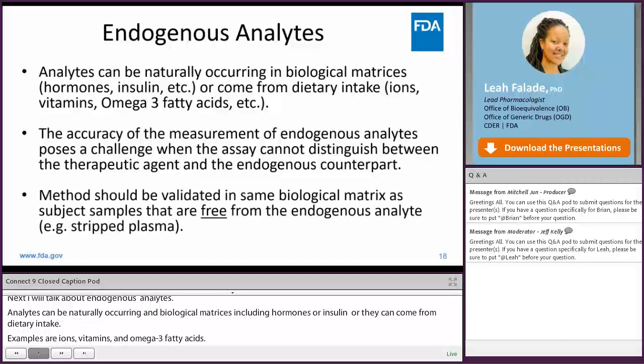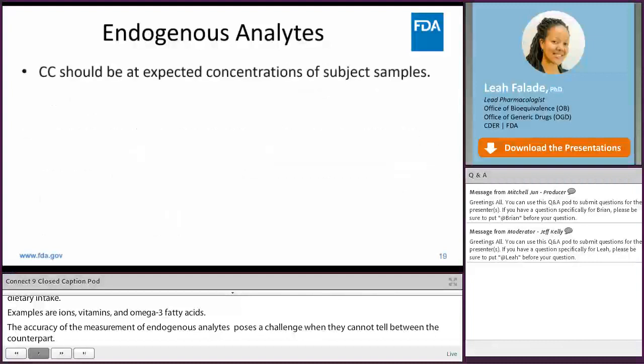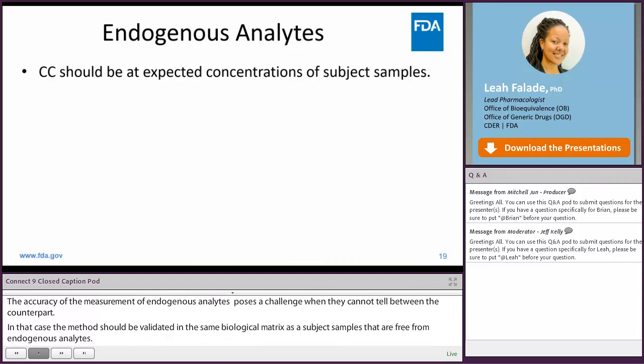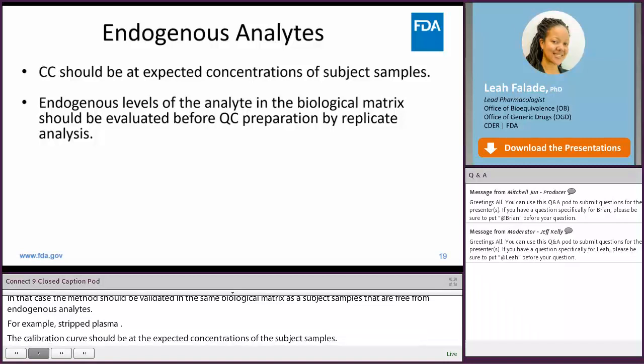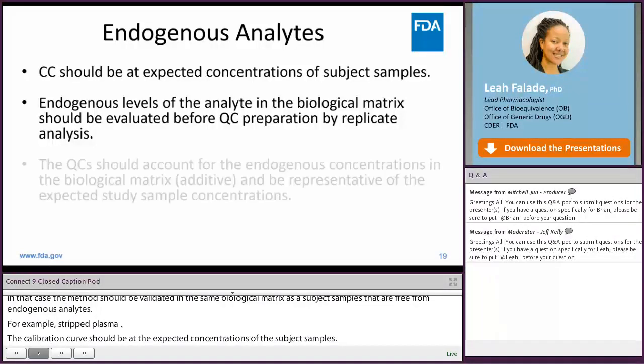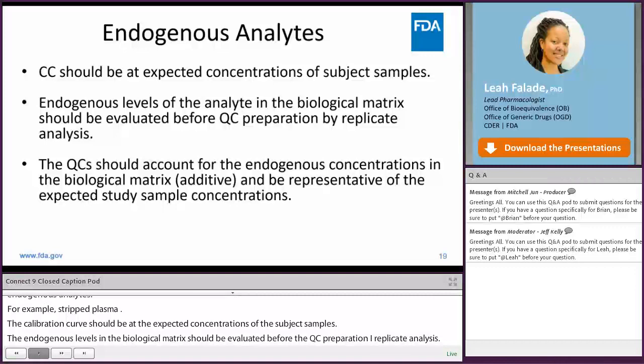In that case, the method should be validated in the same biological matrix as the subject samples that are free from endogenous analytes, for example, strip plasma. The calibration curve should be at the expected concentrations of the subject samples. The endogenous levels of the analyte in the biological matrix should be evaluated before the QC preparation by replicate analysis. The QCs should account for the endogenous concentrations in the biological matrix, so this should be additive, and it should be representative of the expected study sample concentrations.